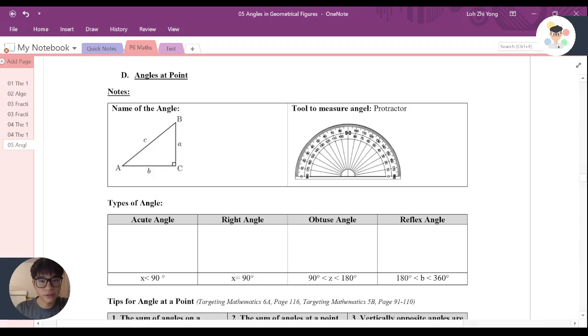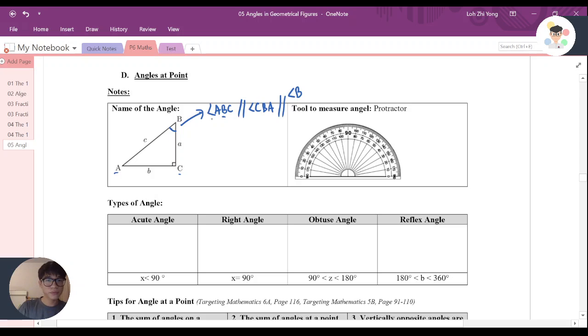Let's look at the first one here. For example, I have an angle here, and I would like to name this angle. How should I name it? The way we name it is angle ABC, from A, B, C, and the angle is nearest to B. Or another way you can name it is angle CBA. That actually means the same thing. Or if you want a shortcut, angle B also works.